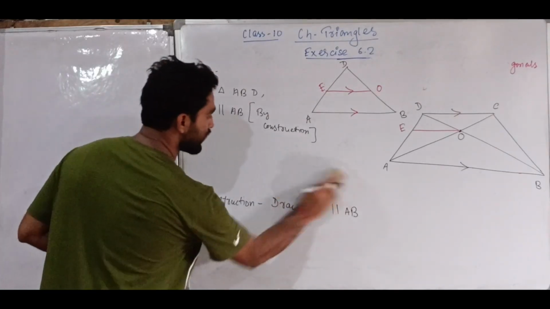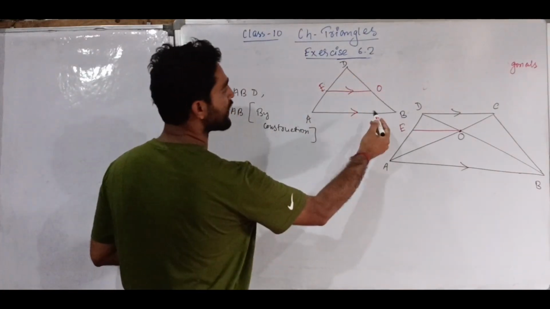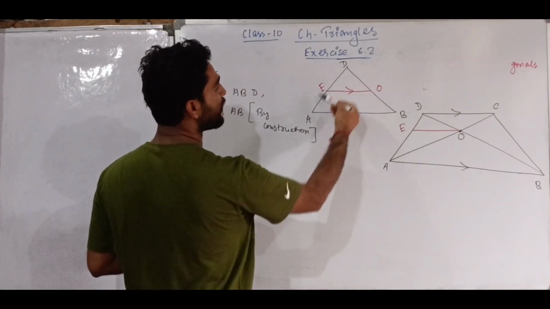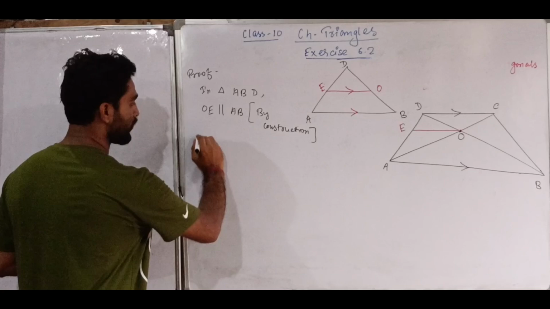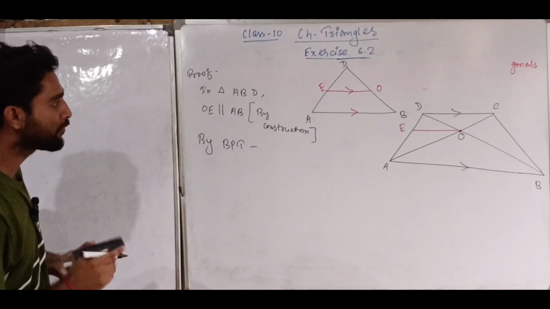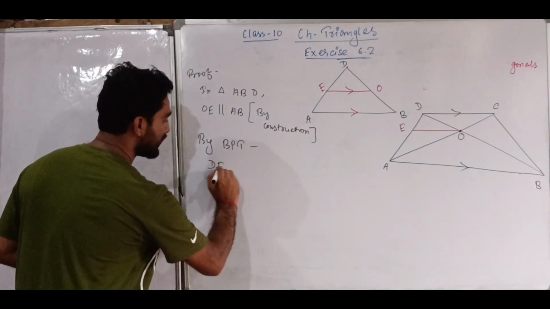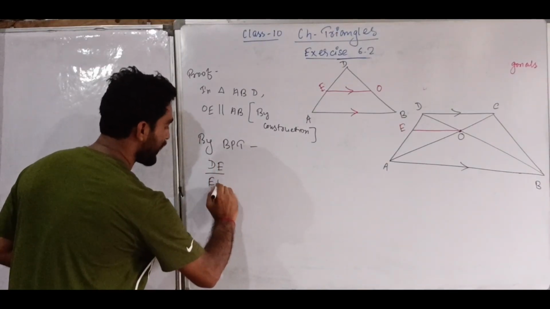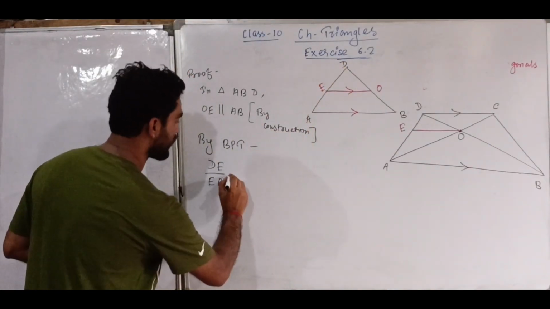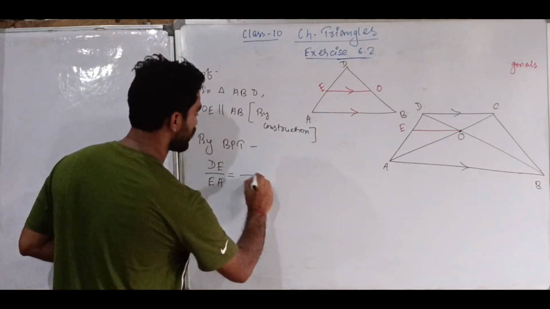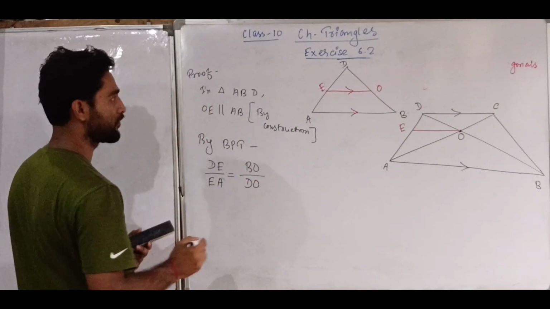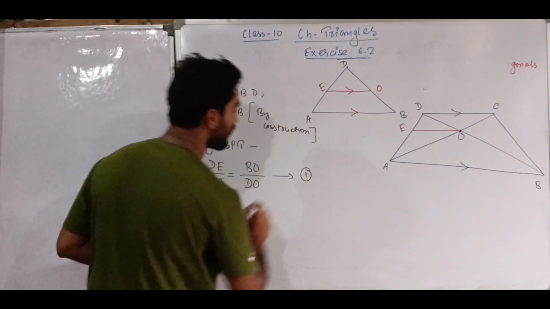So see, one triangle is there, this line is parallel to this line. So what does this mean? This means that this line will divide the two sides in the same ratio. So we can apply the BPT. So by BPT what can we say? We can say DE divided by EA is equal to BO divided by OD. This one we can give as the equation number 1.